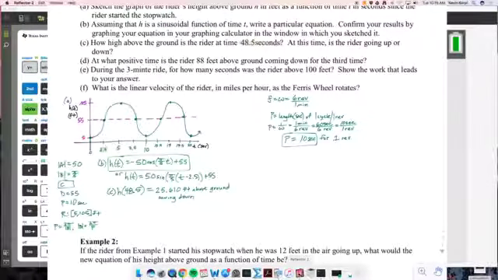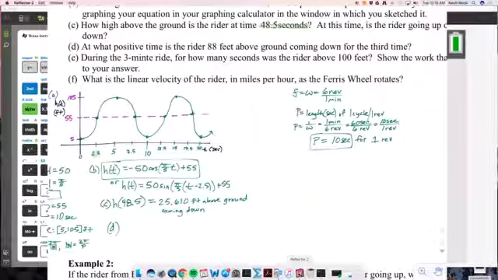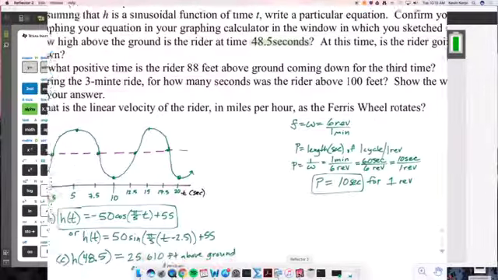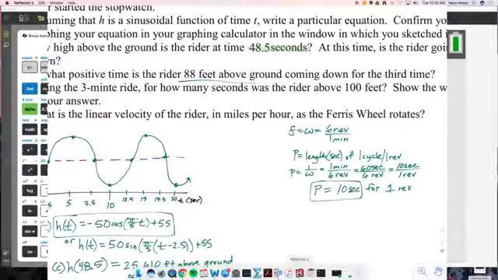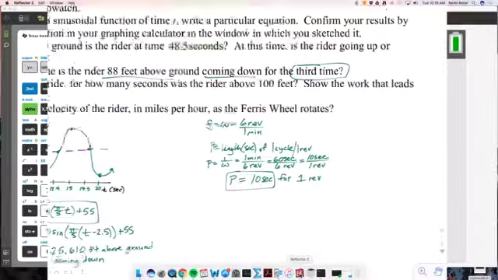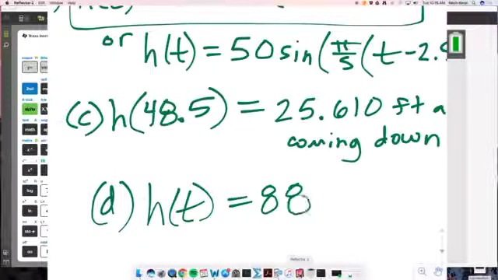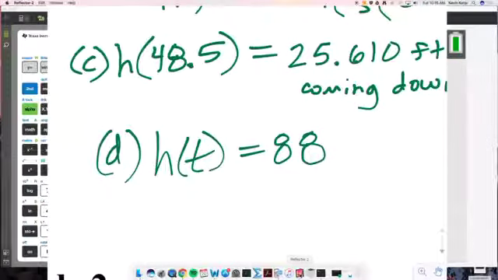Okay, A, B, C, I guess D comes next. So here's part D. At what positive time is the rider 88 feet above ground? That's a dependent variable now, but notice not just any old 88 feet, heading down for the third time. Holy moly smokers. We want to know where he's 88 feet coming down for the third time. So on your paper, since now I'm giving you the dependent variable, you have to show me h of t equals 88. And then below there, you're going to put t equals, and then we'll find it on the calculator.